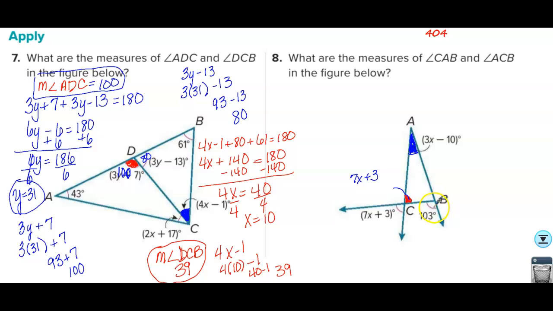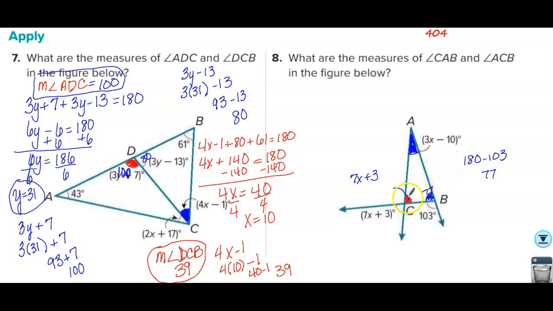Okay, and if this is 103, I can figure out what this one is. That's what I'm going to do, because that makes a straight line. So 103 plus whatever this one is makes a straight line. So I'm going to do 180 minus 103. All right, and that's going to give me 77. So this angle is 77.